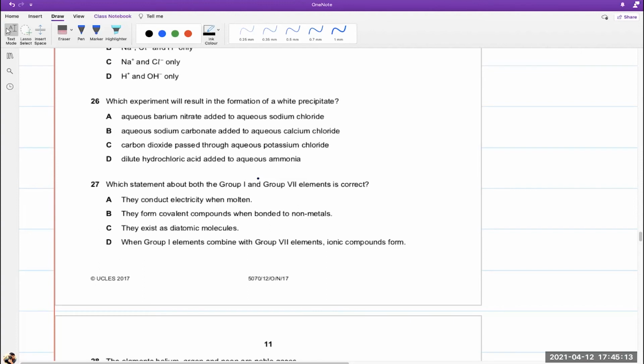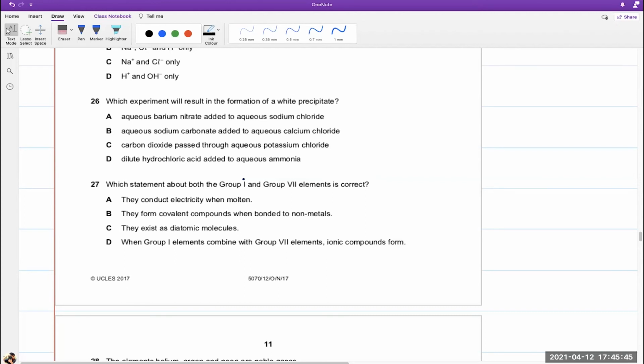ऑलराइट, सो बेरियम नाइट्रेट एडेड टू सोडियम क्लोराइड, बेरियम क्लोराइड बनेगा सॉल्युबल, सोडियम नाइट्रेट बनेगा सॉल्युबल. सोडियम कार्बोनेट एडेड टू कैल्शियम क्लोराइड, सोडियम सॉल्ट है एक तो, और दूसरा कैल्शियम कार्बोनेट है. कैल्शियम कार्बोनेट इज इनसॉल्युबल, व्हाइट प्रेसिपिटेट बनेगा उसके अंदर. ओके, कार्बन डाइऑक्साइड पास थ्रू पोटेशियम क्लोराइड. पोटेशियम क्लोराइड के साथ ये रिएक्शन करता है या नहीं करता है, इट इज वे बियॉन्ड आवर ओ लेवल की रिक्वायरमेंट. हमें इसको पता ही नहीं करना कि क्या करता है, तो छोड़ दो.